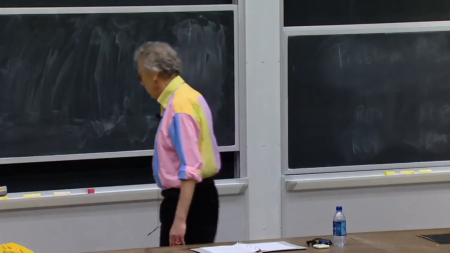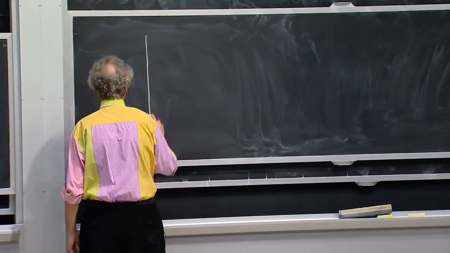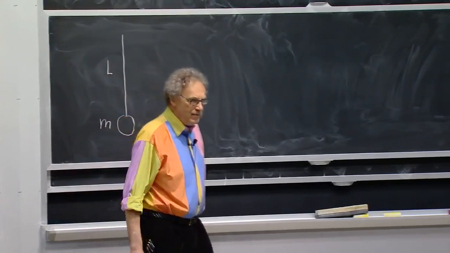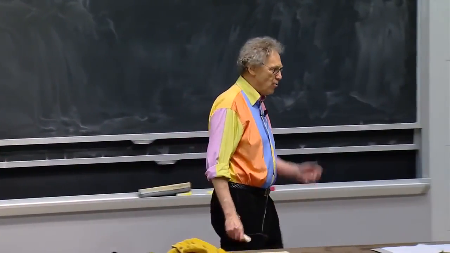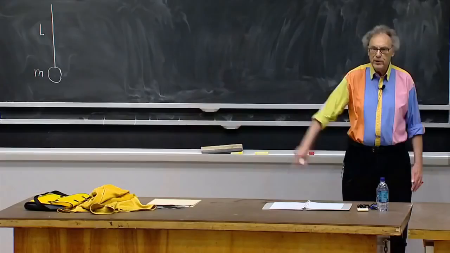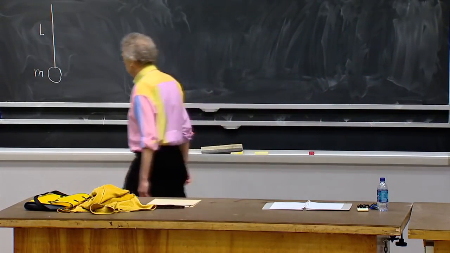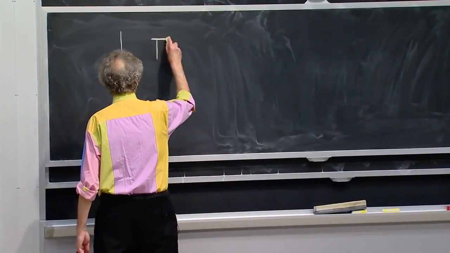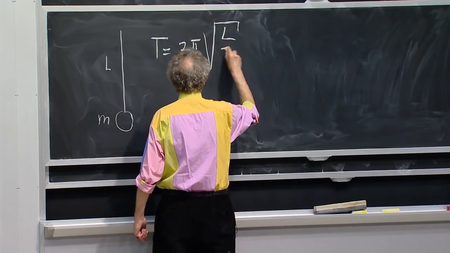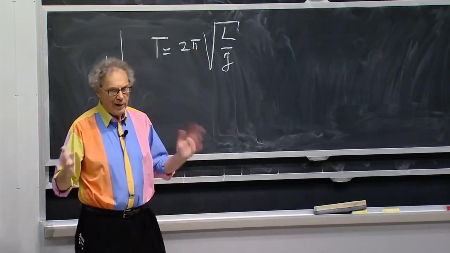If you have a pendulum, this is a pendulum, mass m, length L, then you can derive, which I do in class, but I won't bore you with that, how long it takes for the pendulum to make one complete oscillation. And we call that the period of the pendulum. I derive in class that that period equals 2 pi times the square root of L over G. You already know what L is. If you don't know what pi is, you might as well leave right now.